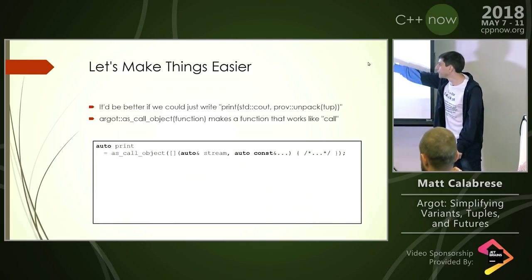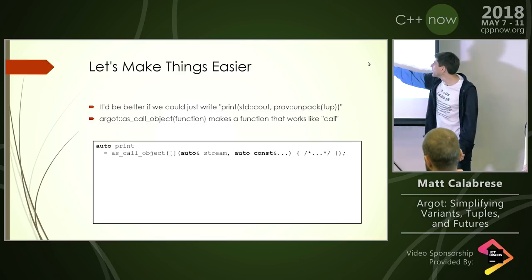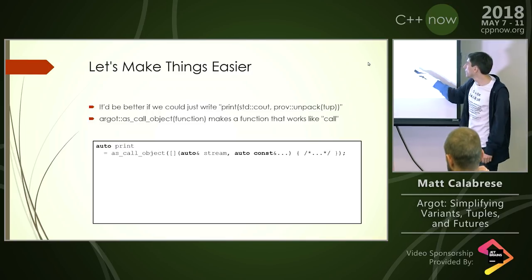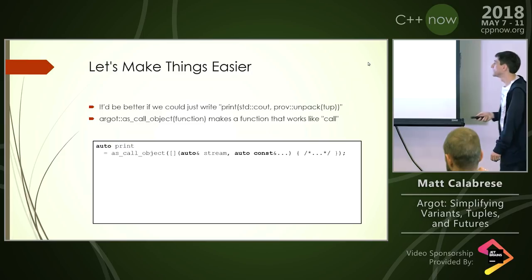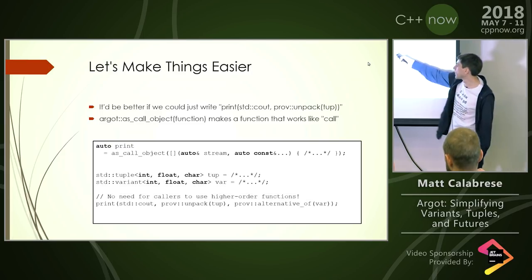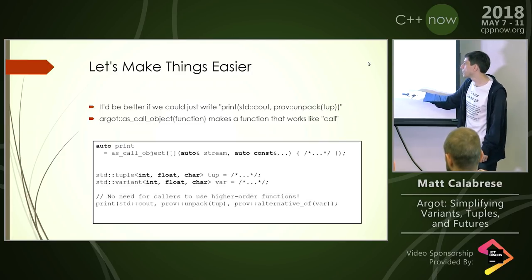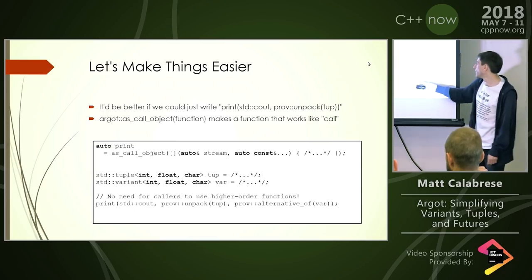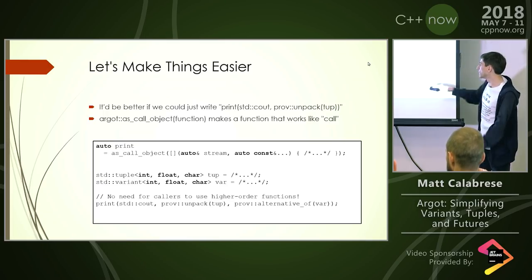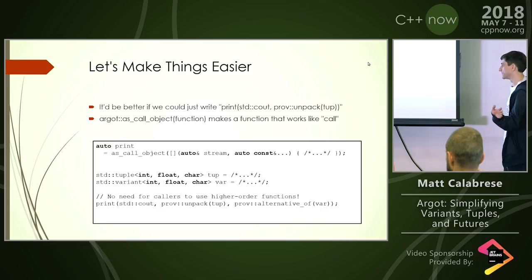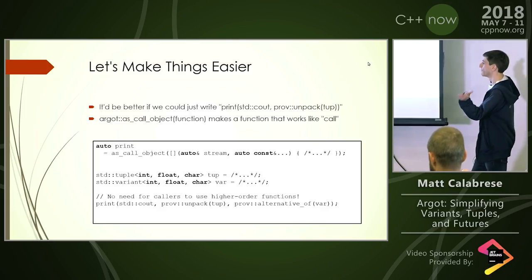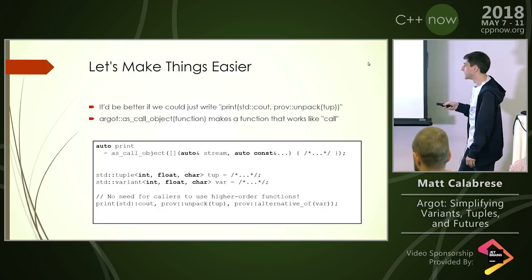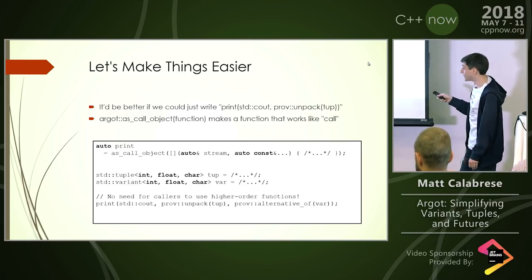So for example, if we defined our print operation, instead of being a lambda directly, we passed it to asCallObject, and we had something like tuples and variants, then we could just call print, pass std::cout, and forward it along as normal because it's not an argument provider. And we can unpack the tuple, and then access the alternative of this variant. Everything works. And now we don't even have higher order functions visible here. I would argue that this is much easier to teach people, or much easier to read.